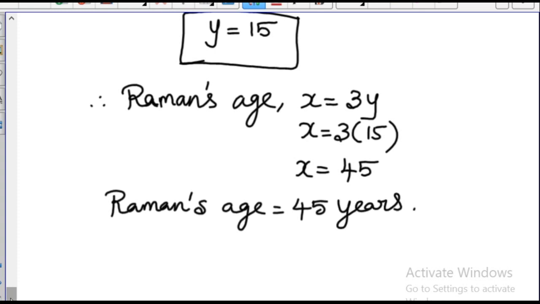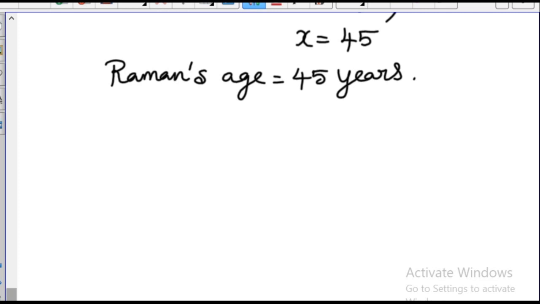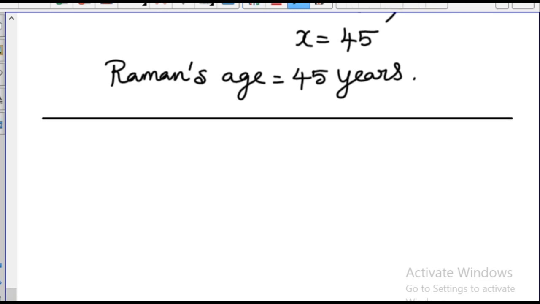Okay, you should not write simply 45. This is age, so you should mention the years also.